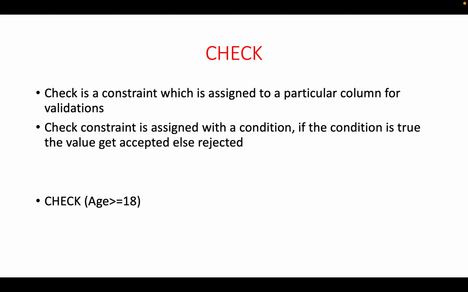Next, check. From the name we can understand it checks something. Check is a constraint assigned to a particular column for validations. Validation means checking some conditions. A check is assigned with a condition. If the condition is true, the value gets accepted, else rejected. Here's an example: check age greater than or equal to 80. For that column, it will accept only values where the condition is true; in this example, the column will accept only ages greater than or equal to 80. That's the usage of the check condition.